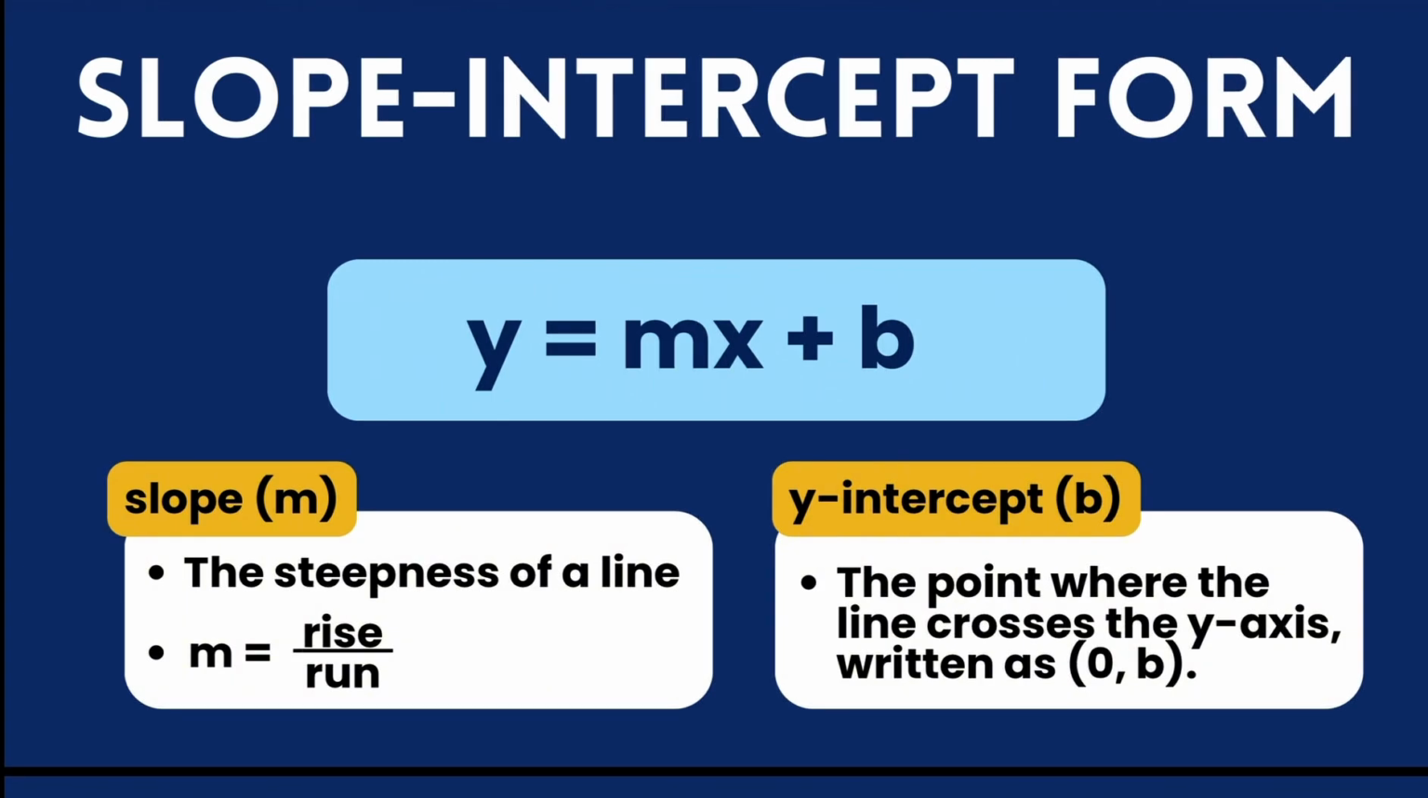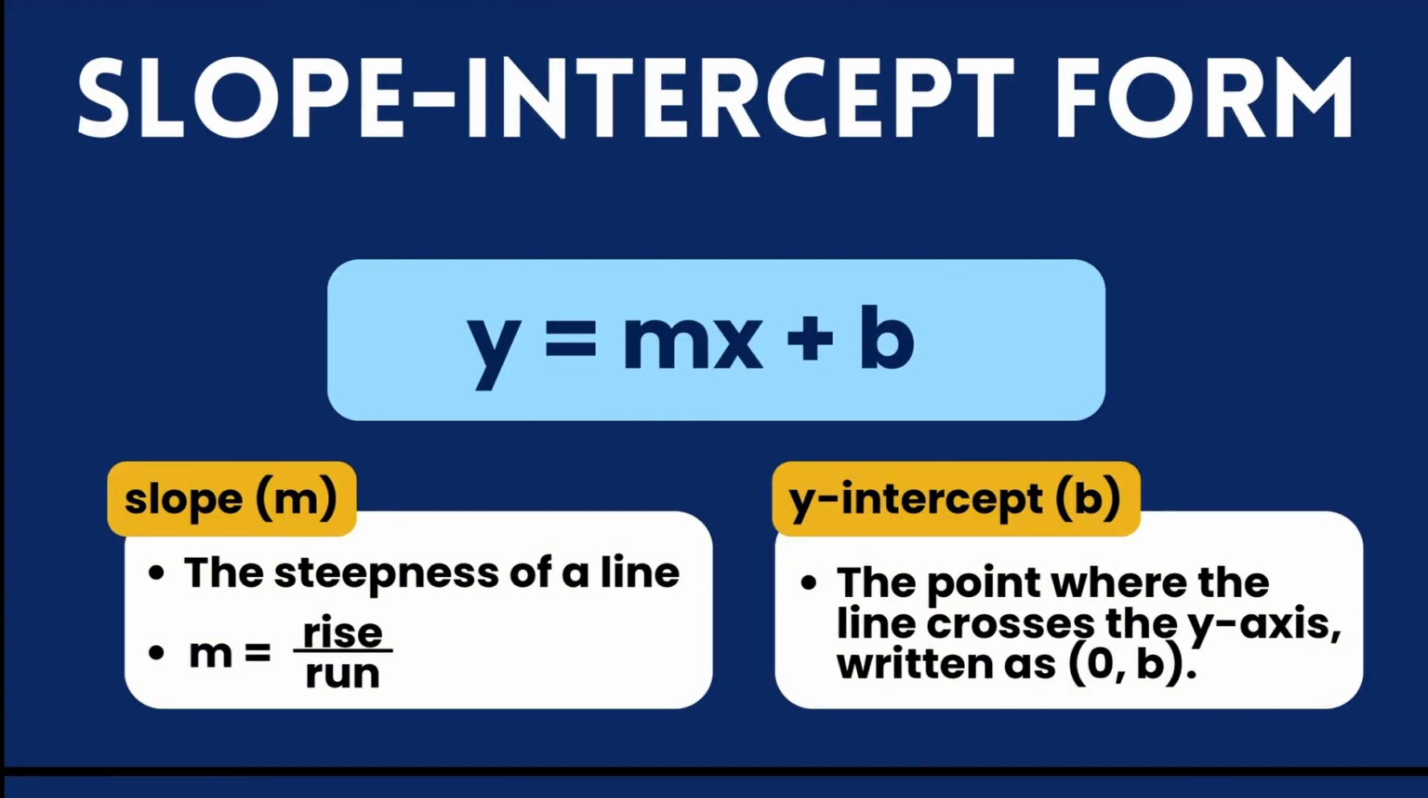Our b is our y-intercept. So it's basically that point where the line crosses the y-axis. And it's always going to be written as (0, b). So in other words, your y-intercept is when x is 0. And that is very important, so make sure to write that down. Your y-intercept is when x is 0, where the line crosses the y-axis.